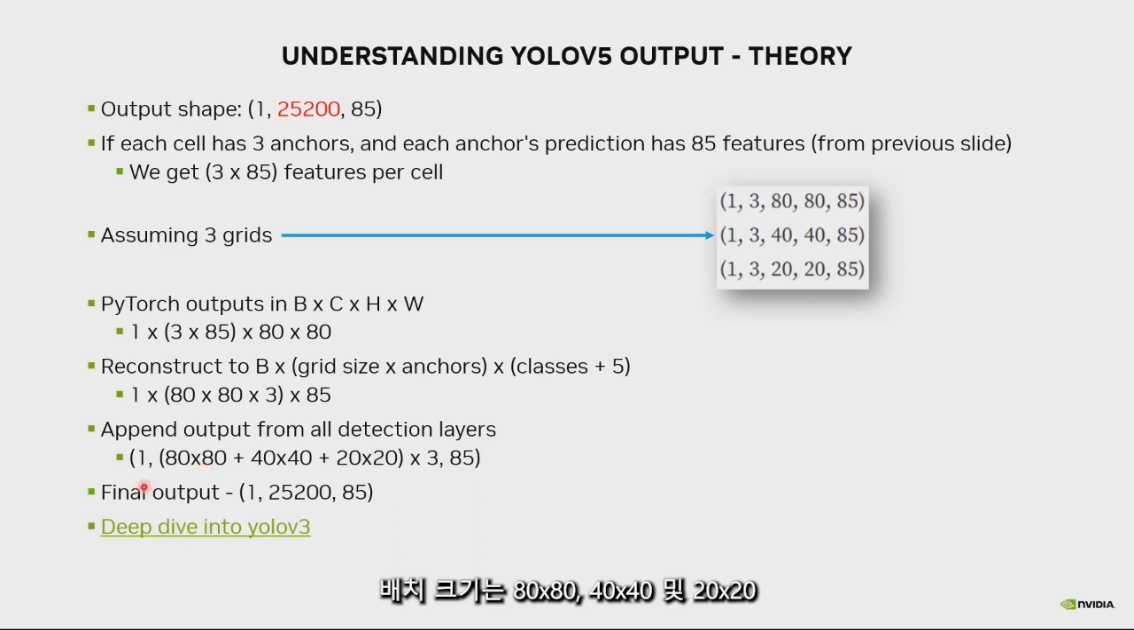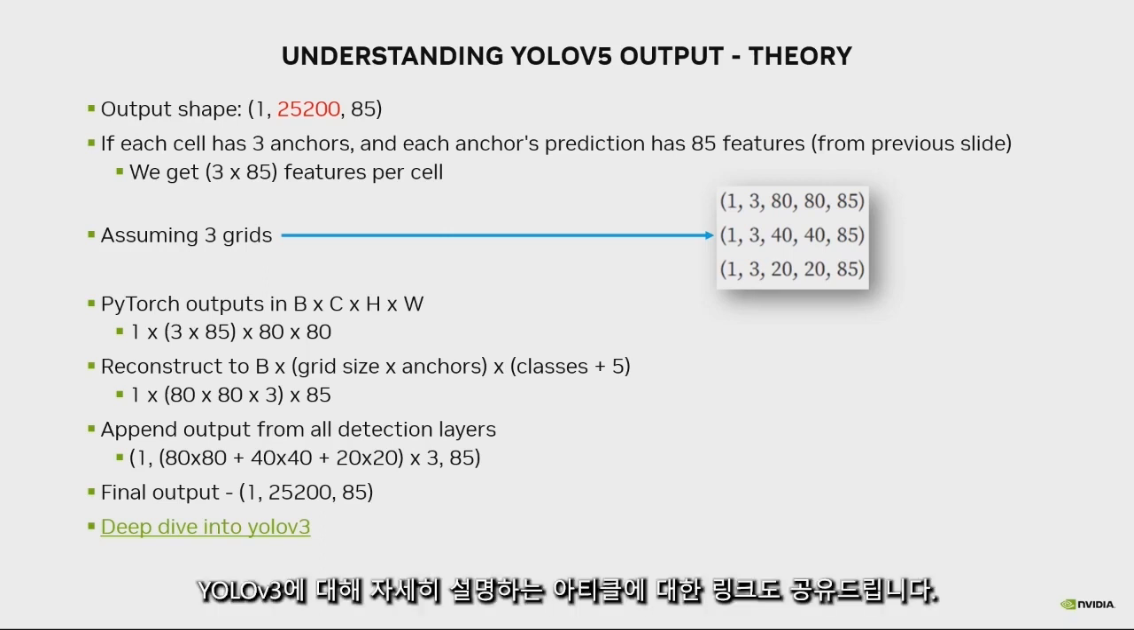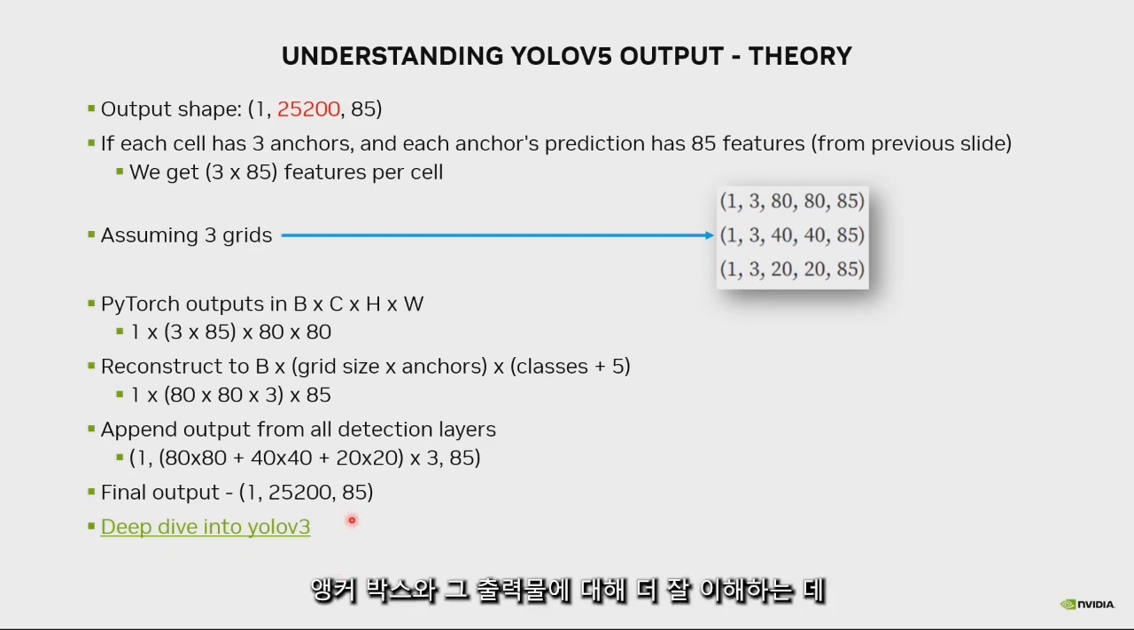Batch size stays the same at 1. The appended output from the 3 layers, assuming 80 by 80, 40 by 40, and 20 by 20 for grid dimensions, the number of anchors, or 3, and the number of classes plus 5, or 85 in our case. Now, it's a little complex, but it might be more clear why this output dimension depends on the input image size, because grid sizes are determined by image size. Further calculations need to be done to retrieve the final output bounding box coordinates. But this is a link to an article that explains YOLO v3 in a good detailed way, and I found it pretty helpful for understanding more about anchor boxes and their output.